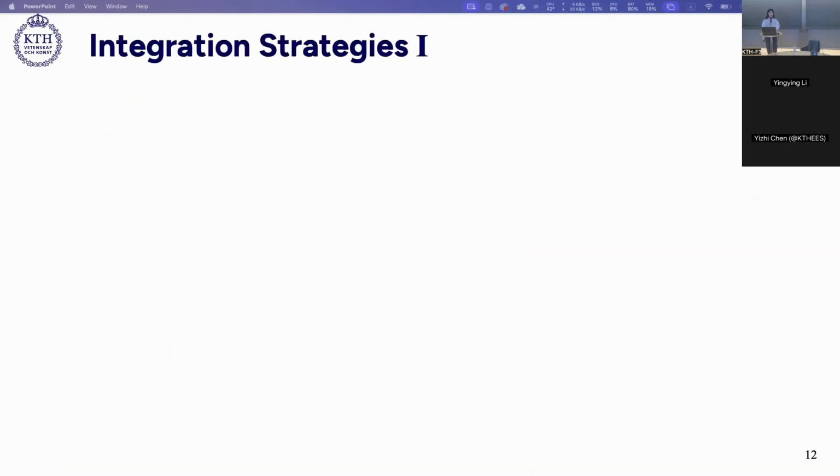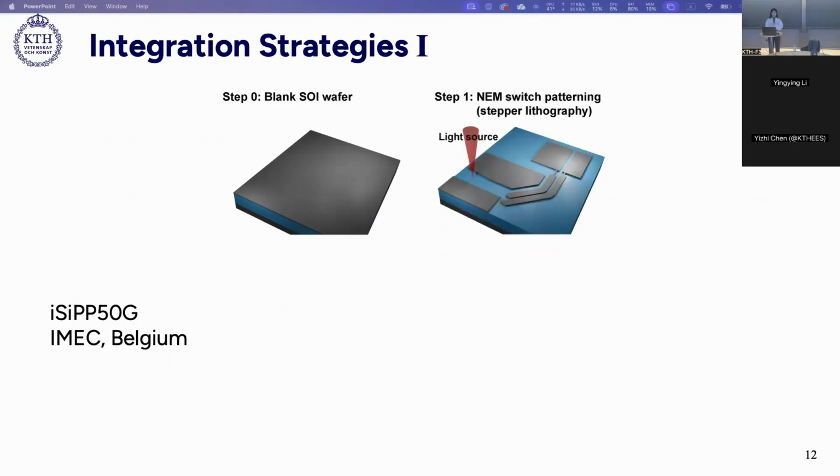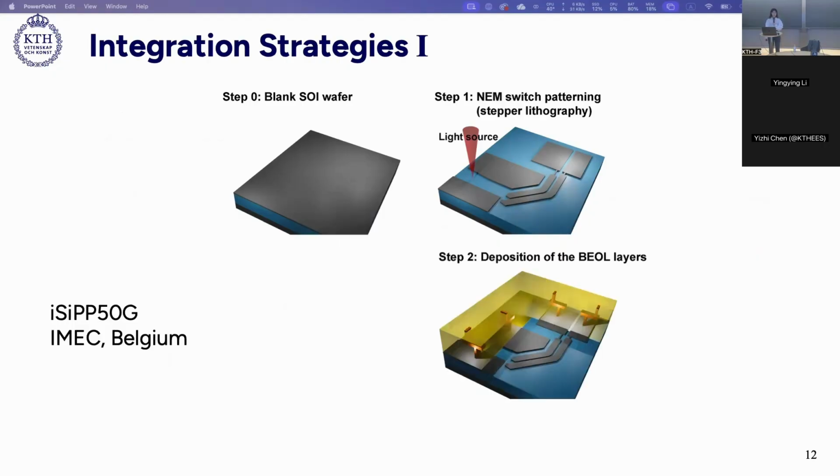This integration approach can be divided into the foundry process, which has been done in the CMOS foundry, and then the post-foundry process in the university clean room. For this foundry process, this one is based on the ICP-P50G process finished by IMEC Belgium. And first, we have an SOI wafer, and then we pattern the NEM switch with step lithography in the CMOS foundry, and also do the dry etching on the silicon device layer.